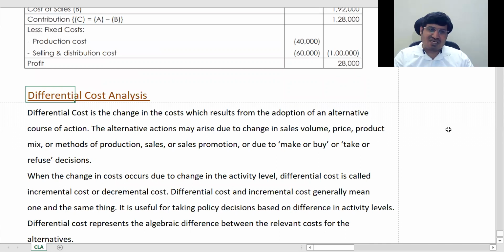Next, this is the last thing. After this, differential cost analysis. There are no problems in this. It's only a concept for you. What is differential cost analysis? We'll see that tomorrow.